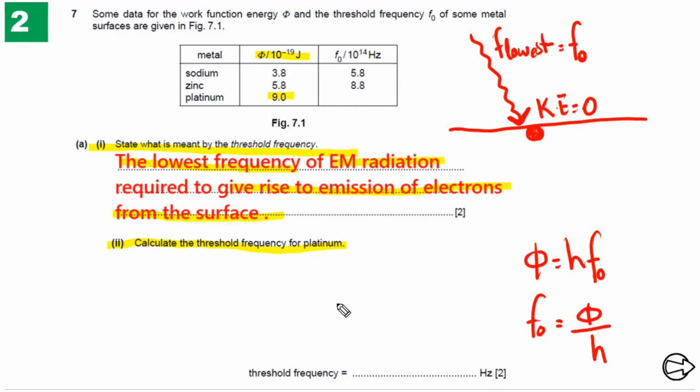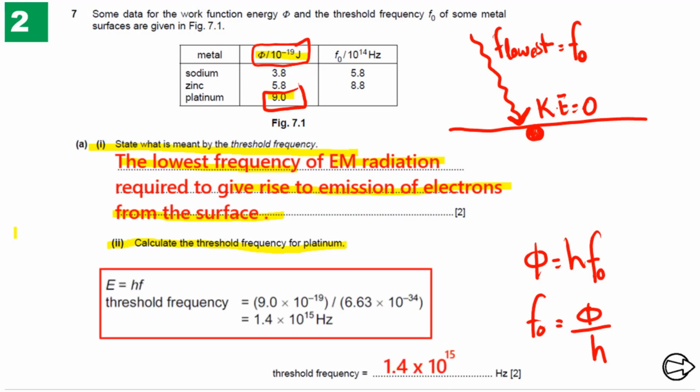As in this case the work function is given to us, we simply need to divide this work function by Planck's constant. And this is how we can answer this. As you can see here, I have already calculated. Very straightforward one, if you simply understand that work function is equal to the product of Planck's constant and threshold frequency.